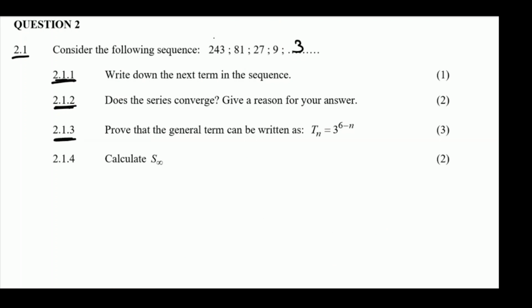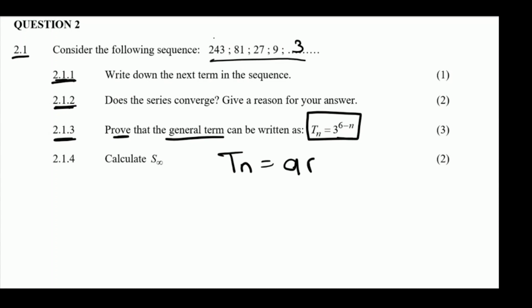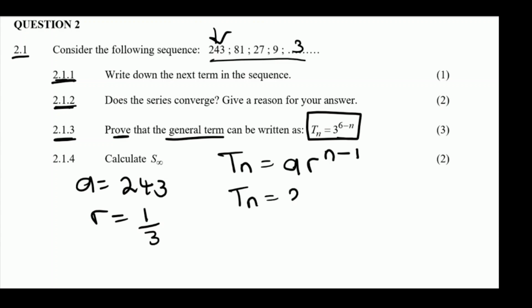We're going to do 2.1.3. We are asked to prove that the general term of the sequence is equal to this here, right? So let's find the general term of the sequence. How do you find the general term of a geometric sequence? We know Tn is equal to A R to the power n minus 1, right? Our A value is our first term, which is 243. It's this one here. And then our R, we calculated in the previous question to be 1 over 3. So we're just going to substitute that. Tn is equal to 243 into 1 over 3 to the power of n minus 1.